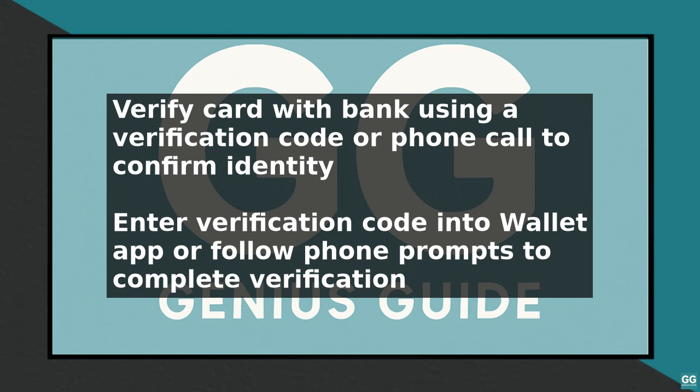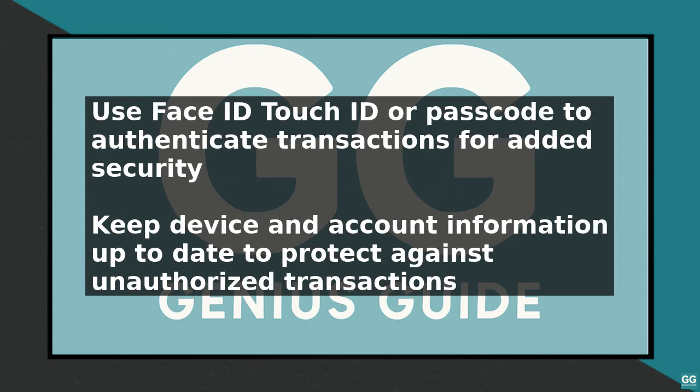After you have verified your card, you will be able to use Apple Pay to make transactions. When you make a transaction, you will be prompted to authenticate using Face ID, Touch ID, or a passcode, depending on your device. This is an additional layer of security that ensures that only you can make transactions with your Apple Pay account. By following these steps, you can process Apple Pay two-factor authentication and add an extra layer of security to your transactions.